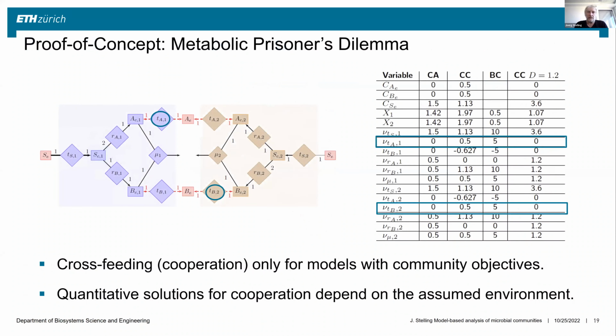So this is the outcome for this metabolic prisoner's dilemma. And what is interesting is whether the two species exchange A and B or not. So these are the highlighted rows here. Then we have the chemostat. CA means agent, so individual objectives. They don't cooperate. If we assume a community objective, then they cooperate. And if we assume community objective in batch, they also cooperate, but with a different solution. So here, the bottom lines, we get cross-feeding or cooperation only when we assume this explicitly.